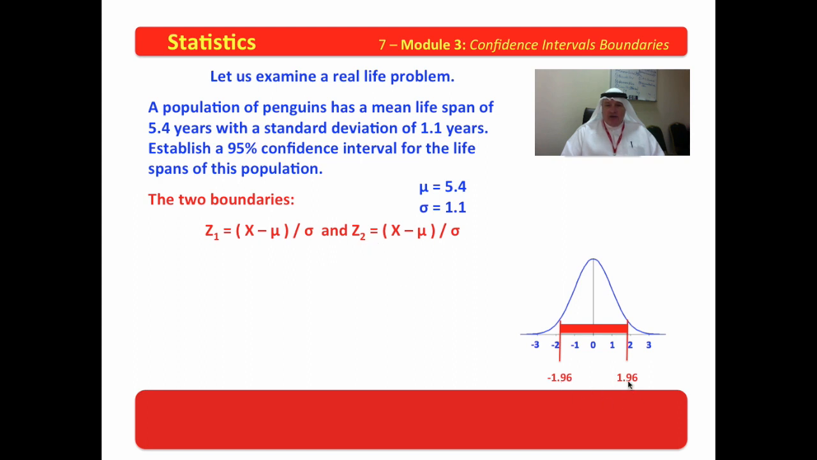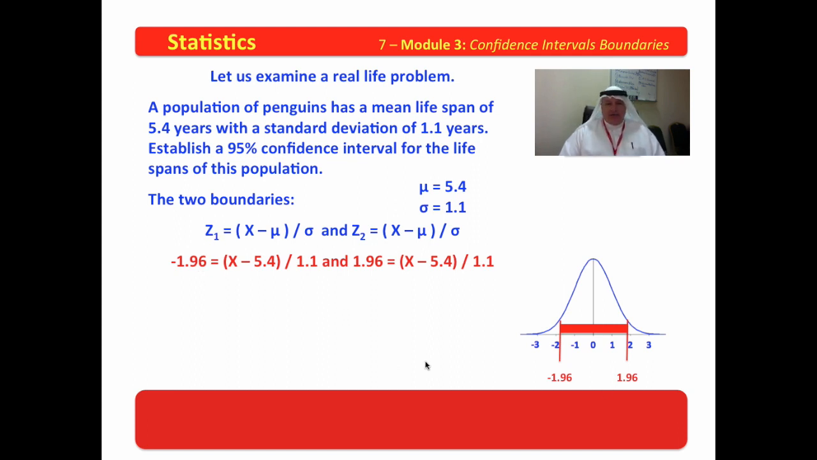Here's Z1, here's Z2. And remember that a z-score is found with this formula: x minus the mean divided by the standard deviation. The data minus the mean divided by the standard deviation. In this case, we're trying to trap the data. We know the z-score, it's here. We know the mean, it's here. And we know the standard deviation. So let's plug those values into the two formulas, and then we will simplify for x.